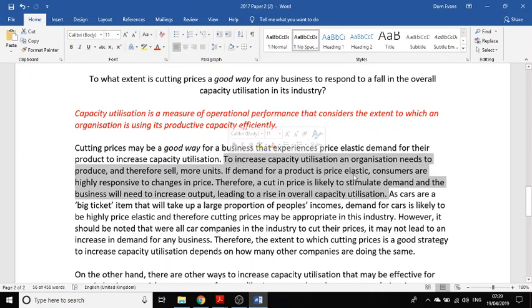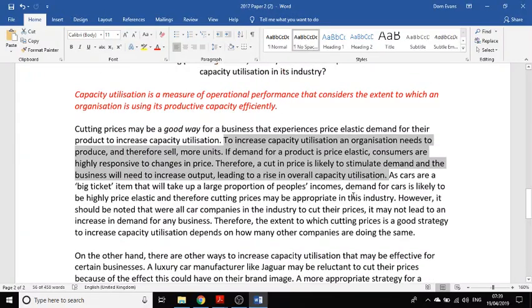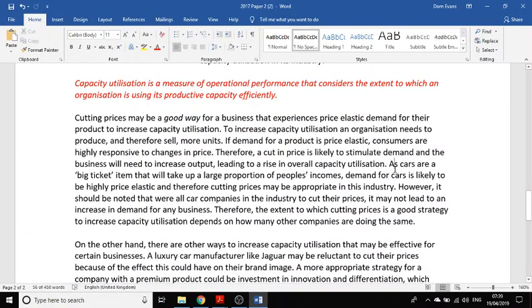So I've got a chain of argument there explaining why price elasticity of demand would be effective to increase capacity utilization. Now I'm going to do some application. As cars are a big ticket item that take up a large proportion of people's incomes, demand for cars is likely to be highly price elastic, and therefore cutting prices may be appropriate in this industry. Okay, so I'm using the case study, which is about the car industry.